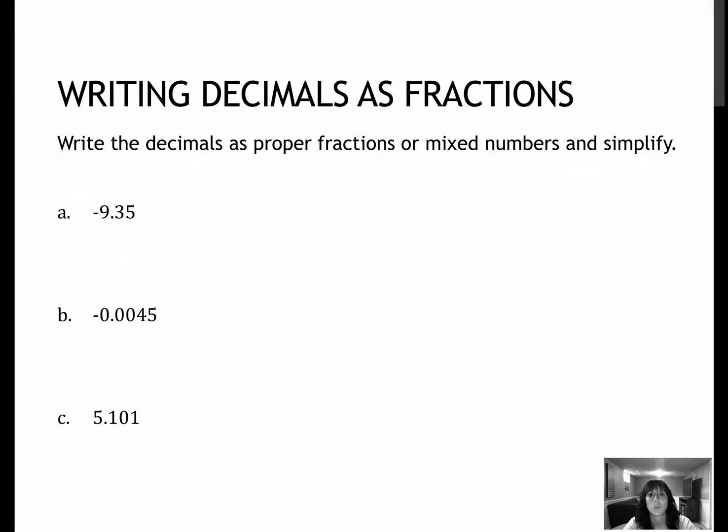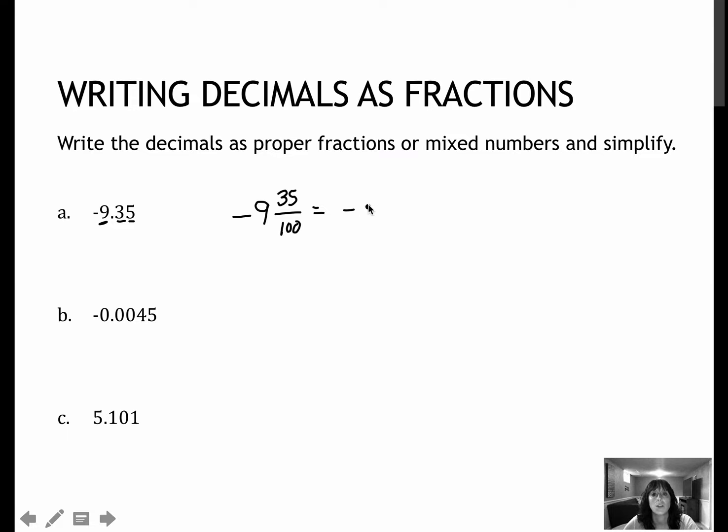For these next questions, we're going to write the decimals as fractions or mixed numbers. Now, by far the easiest way to do this, when you have a number that is greater than 1 or the absolute value is greater than 1, whenever I have a value to the left of the decimal, it makes more sense for me to write the -9 as a whole number and then put the fractional part of my answer, in this case again, over 100, because that's tenths and hundredths.